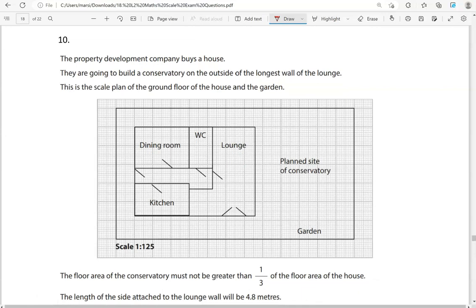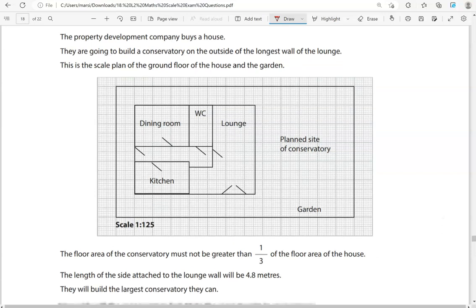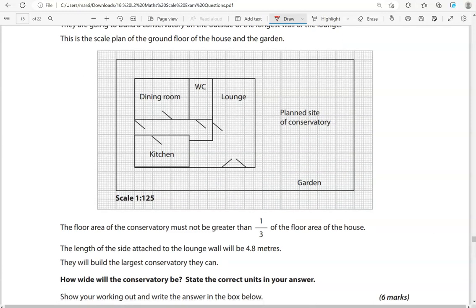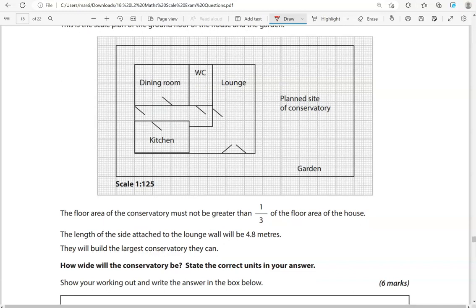The property development company buys a house. They're going to build a conservatory on the outside of the longest wall of the lounge. This is the scale plan of the ground floor of the house and the garden. The floor area of the conservatory must not be greater than 1/3 of the floor area of the house. The length of the side attached to the lounge wall will be 4.8 meters. They will build the largest conservatory they can. How wide will the conservatory be? State the correct units in your answer. Show your working out and write the answer in the box below.